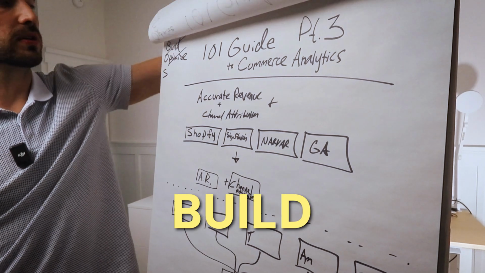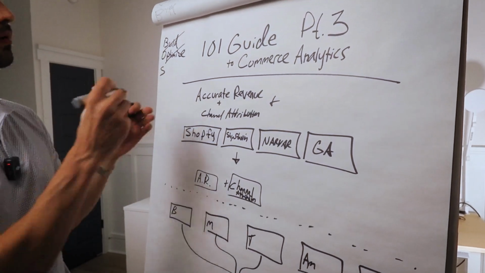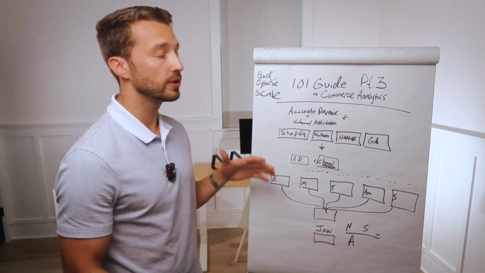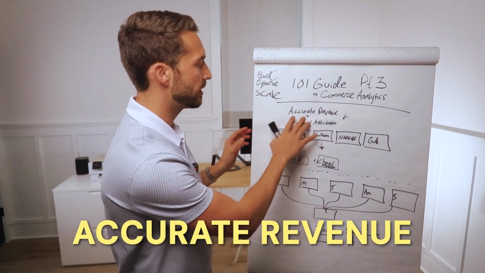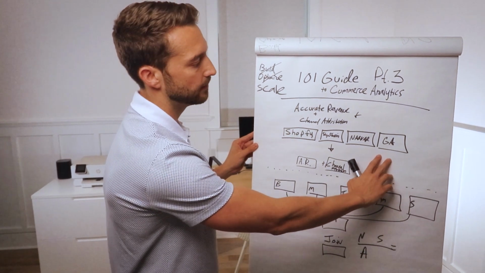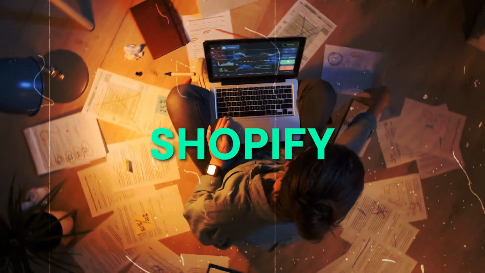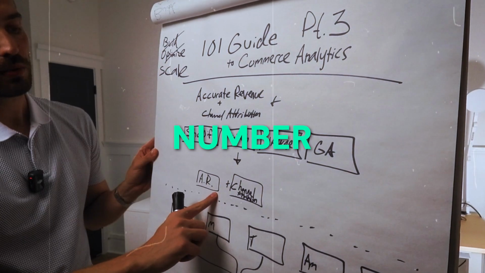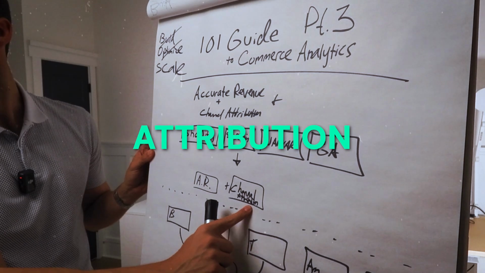And so we covered build, we covered optimize, and now we're going to talk about scale. So scaling your business, leveraging this information. Building off of part 2, we had our accurate revenue and channel attribution across these 4 different items within your tech stack: Shopify, ShipStation, Narvar, and GA. We then talked about getting our revenue number that's accurate and our channel attribution breakdown.